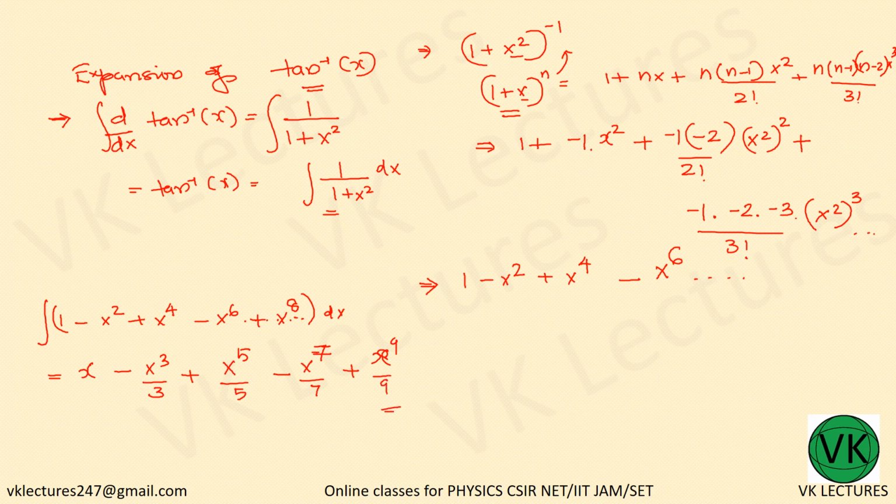Now we have got this formula. This is nothing but tan inverse x. Tan inverse x is nothing but x minus x cube by 3 plus x to the power 5 by 5, etc.